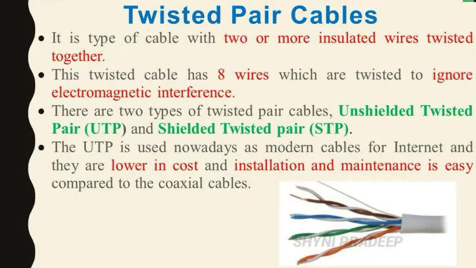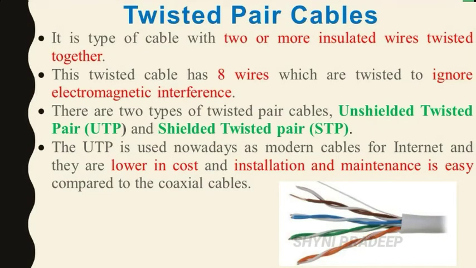It is a type of cable with 2 or more insulated wires twisted together. This twisted cable has 8 wires which are twisted to ignore electromagnetic interference. There are 2 types of twisted pair cables: unshielded twisted pair, that means UTP, and shielded twisted pair, that means STP. The UTP is used nowadays as modern cables for internet and they are lower in cost and installation and maintenance is easy compared to the coaxial cables.